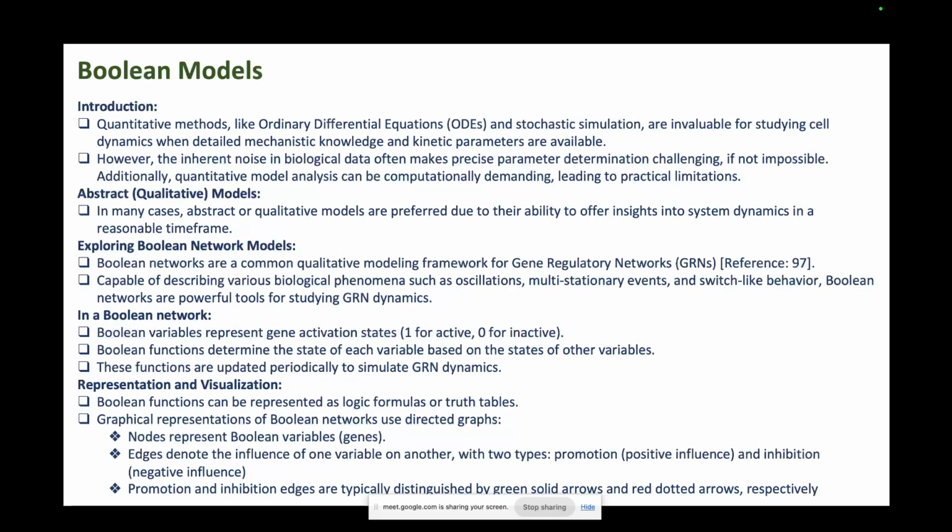Boolean network models are common qualitative model frameworks for gene regulatory networks. They're capable of describing various biological phenomena such as oscillations, multistationary events, and switch-like behavior, and hence are powerful for studying GRN dynamics, gene regulatory network dynamics. A lot of papers studying gene regulatory networks with these kinds of techniques have used Boolean models only, because it is an easy and useful tool to study that.